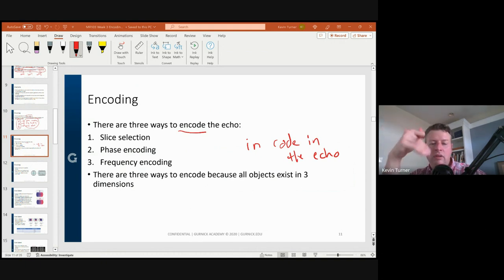We are going to use three things. Why do we need three? Because the patients exist in three dimensions. So we've got to locate where this is coming out of the patient in all three dimensions, right? And each one of these will always be done in a different dimension. Your image will have phase encoding in one direction, frequency encoding the other, and then slice select in the other. Every single image we do.